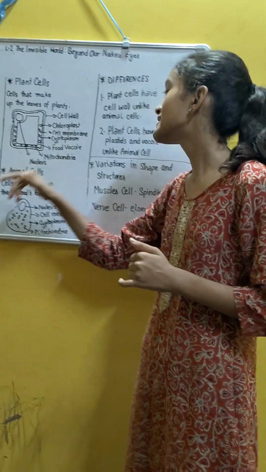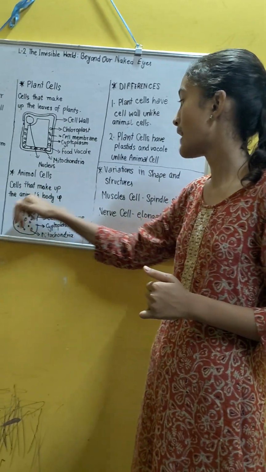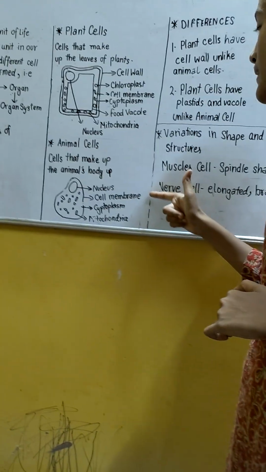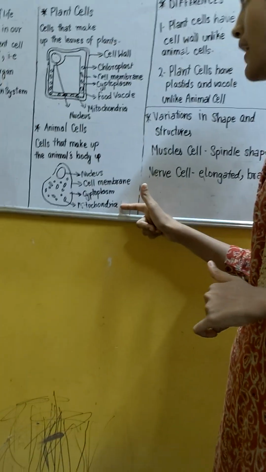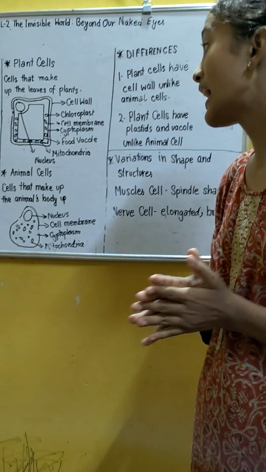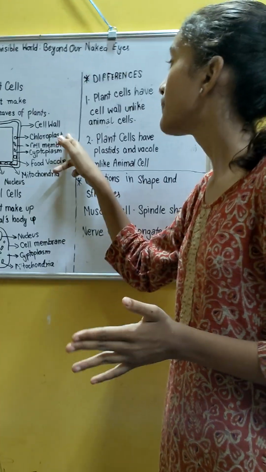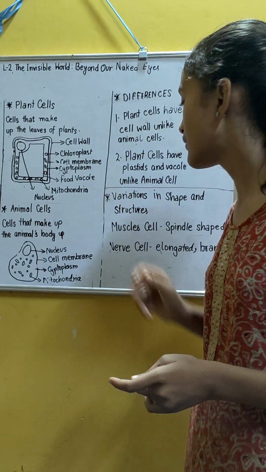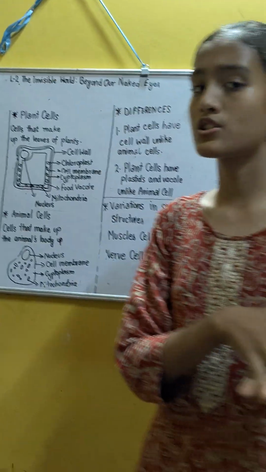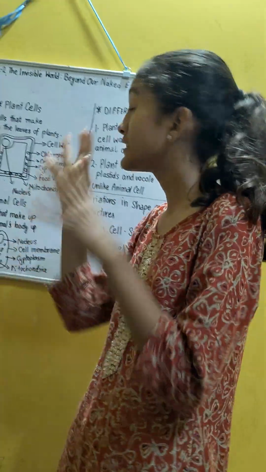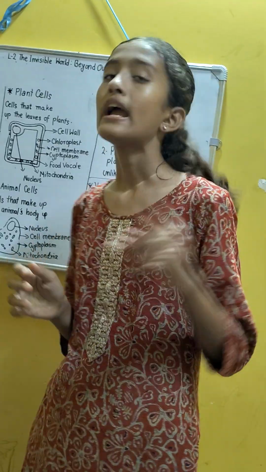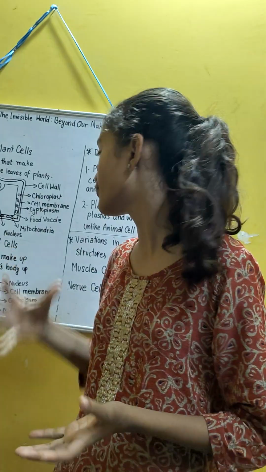Animal cells. Cells that make up an animal's body. These contain nucleus, cell membrane, cytoplasm and mitochondria. It does not have food vacuole, chloroplast and cell wall. Now, let us know why it does not have cell wall, chloroplast and food vacuole. It does not have food vacuole because it can take up its own food.